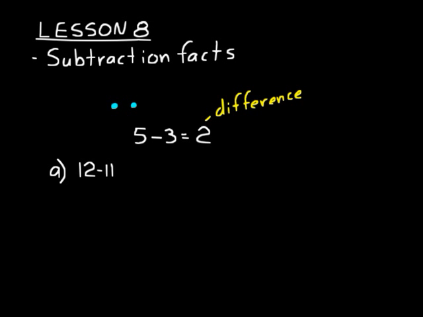Let's do some practice problems. Let's take 11 away from 12. So if you want to, you can write dots out. If you're not understanding subtraction very well yet, put 12 dots down and then erase 11 of those, and you'd see that you would have 1 left. The difference between 12 and 11 is 1, and so that's our answer. Let's do 9 minus 4. Take 4 away from 9. That would equal 5.